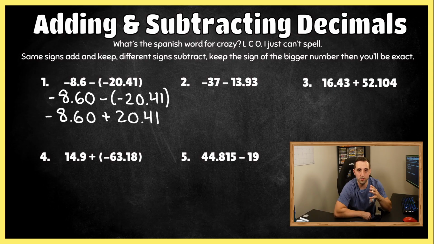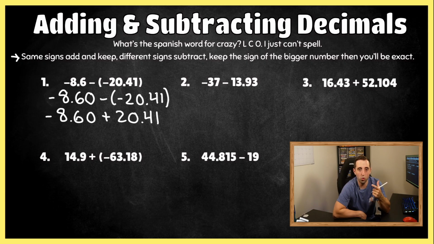What is the Spanish word for crazy? Loco. And then again, they just can't spell. So that rule only applies to subtraction. And now that we're looking at an addition problem, this is where this other rule comes into play. It actually goes to the tune of row, row, row your boat. I'm not going to sing it again. I did sing it in the adding integers video. But it says same signs add and keep, different signs subtract. Keep the sign of the bigger number, then you'll be exact.